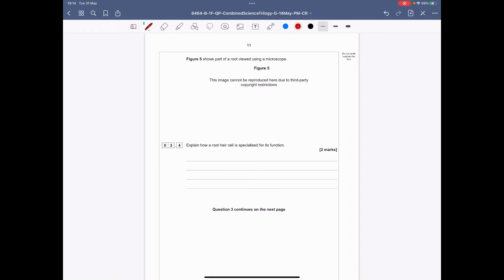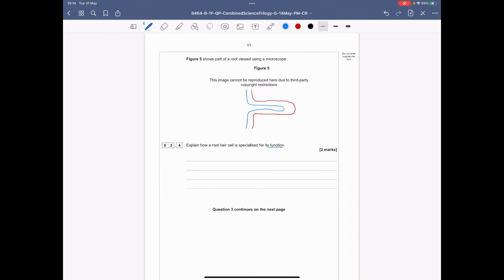Figure 5 shows part of a root viewed from a microscope. Okay, so the image that was here, we can't display, but basically it just showed a cell looking a bit like this. Okay, this is a root hair cell. So you've got a cell that has a thin extension. Explain how a root hair cell is specialized for its function.